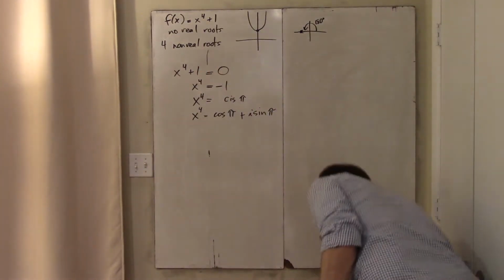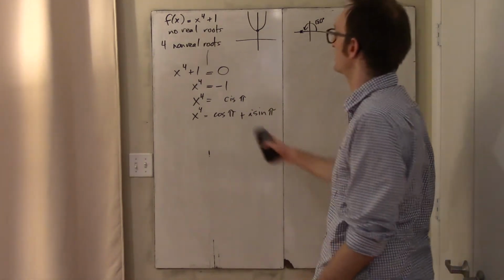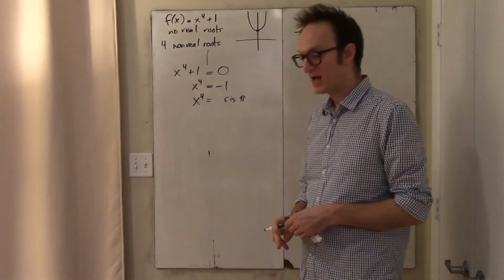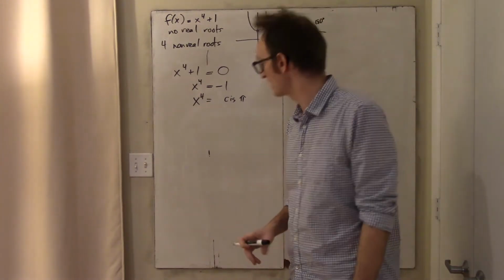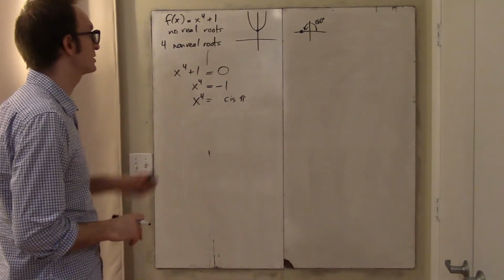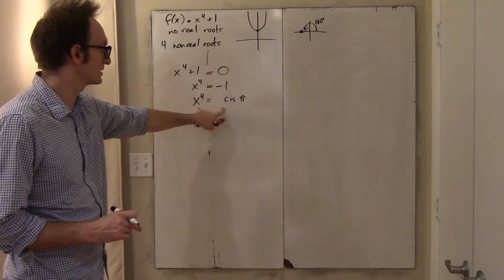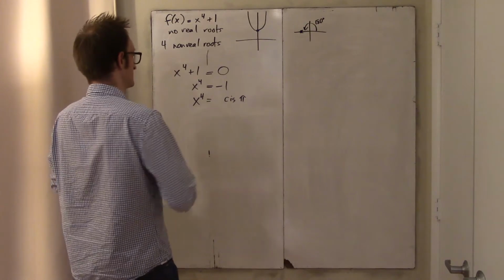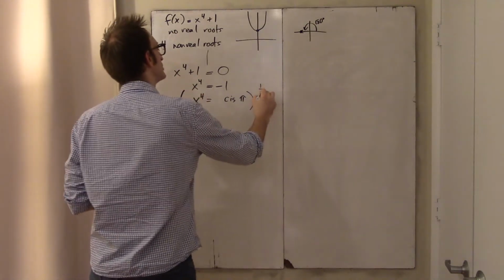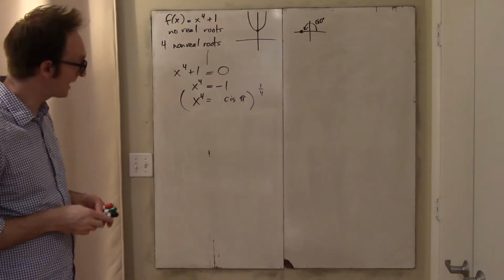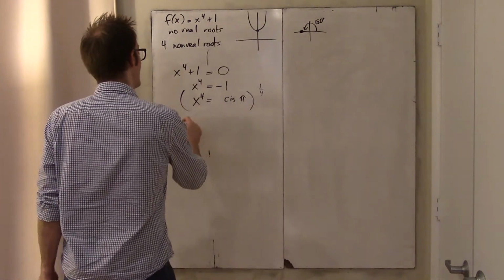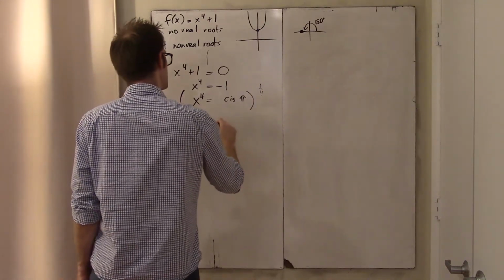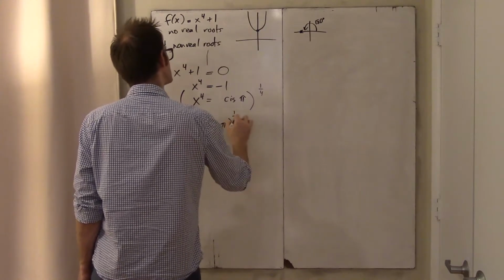Why do I want to write negative 1 in this strange form? Well, it's because when I express my complex number in polar form, I can apply DeMoivre's theorem to it. And so what I'm now going to do is raise both sides of this equation to the power of 1/4. That's my notation of what I'm doing. Then, well, x to the 4th, raised to the 1/4, that's just x now. And what is cis pi raised to the 1/4?